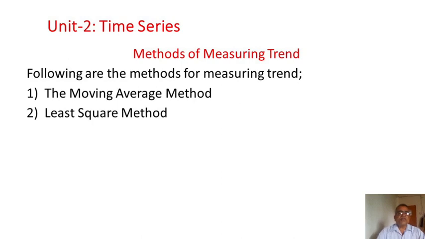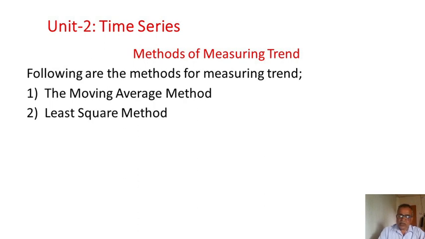Hello friends, we are studying here unit 2, time series, and we already studied the definition of the time series, components of the time series, and models of the time series. Today we see how to measure the trend values, or the methods of measuring trend values. Two methods are here: the moving average method and the least square method.